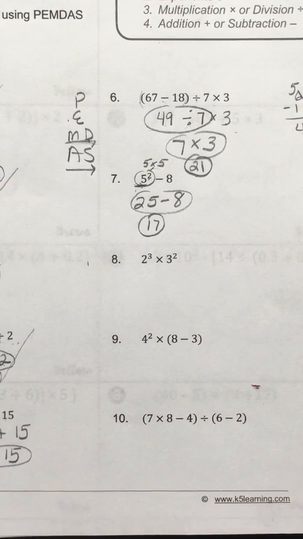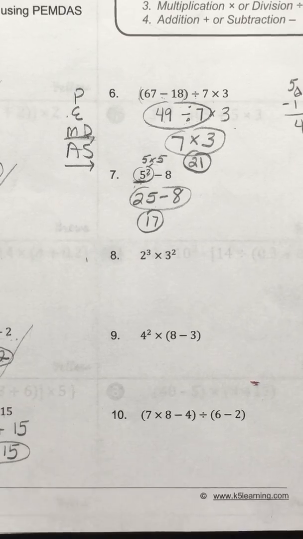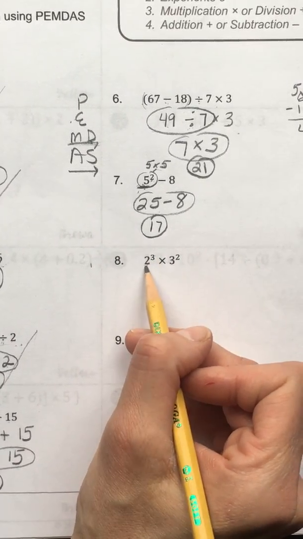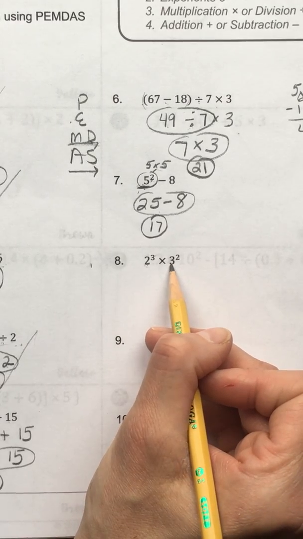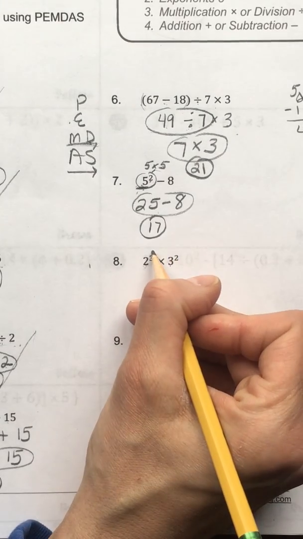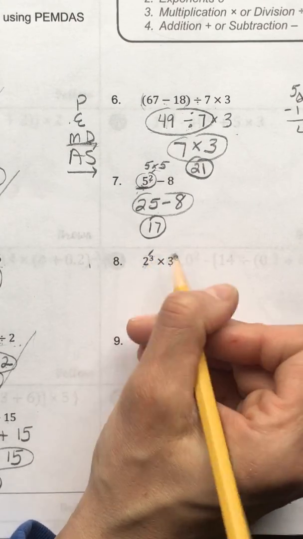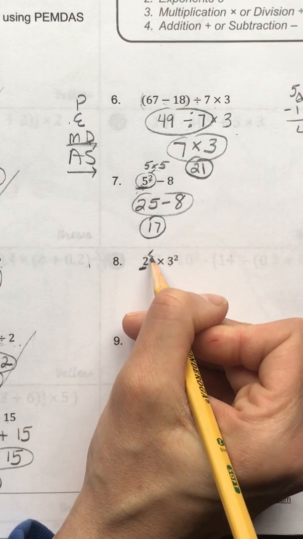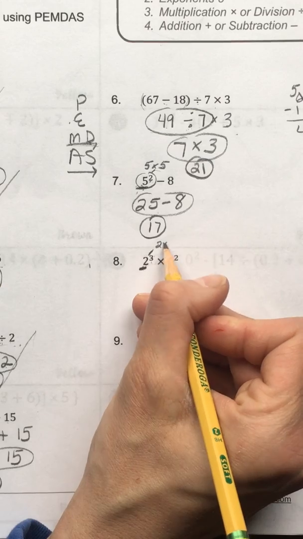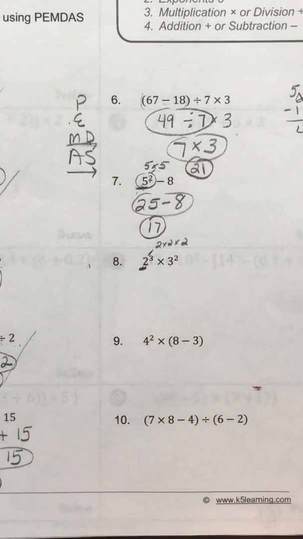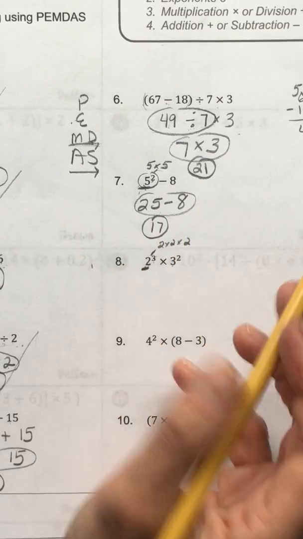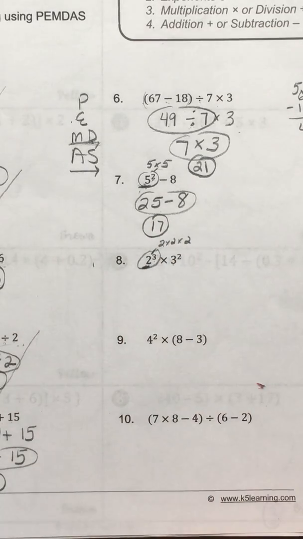So for question 8, we have 2 exponents, but I wonder which exponent I should solve first. 2 to the third power or 3 to the second power? First, you remind yourself what the exponent means. The exponent means this number, my base number, times itself this many times. So 2 to the third power equals 2 times 2 times 2. That comes first when I move left to right. So that is the one I'm going to solve first.